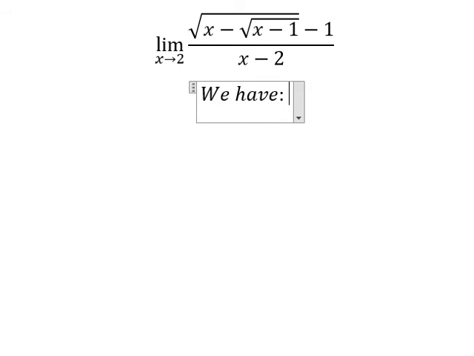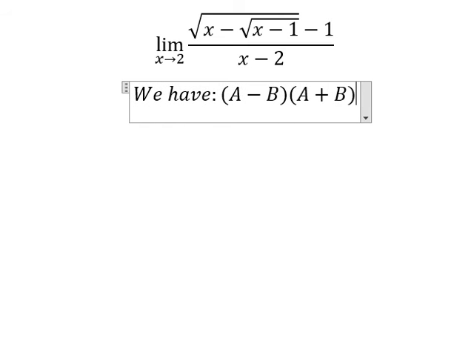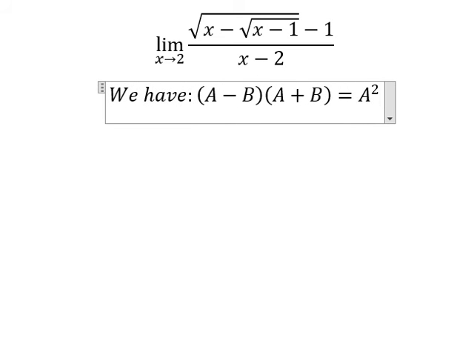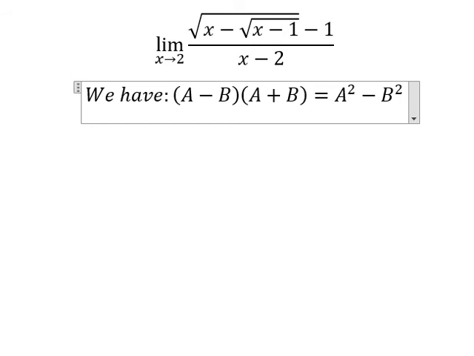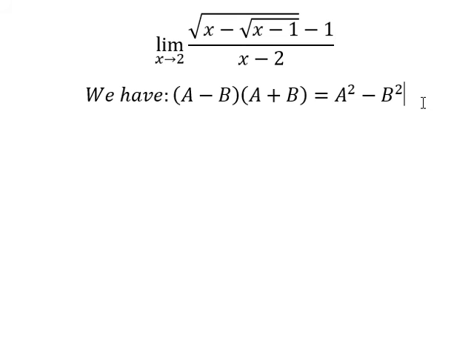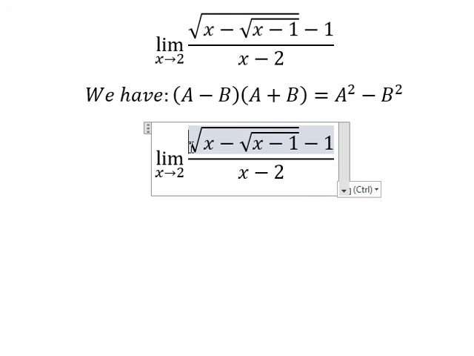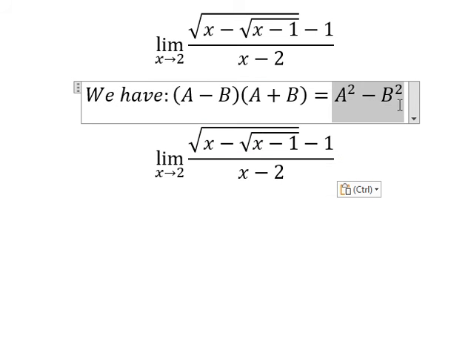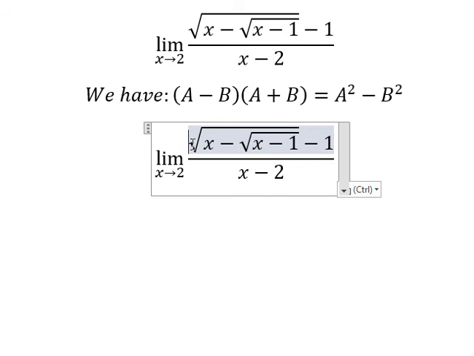That is a minus b multiplied by a plus b equals a square minus b square. Because I want to cancel the square root, that's why I will need to use this one. So to create this, we need to multiply by a plus b on numerator and denominator.